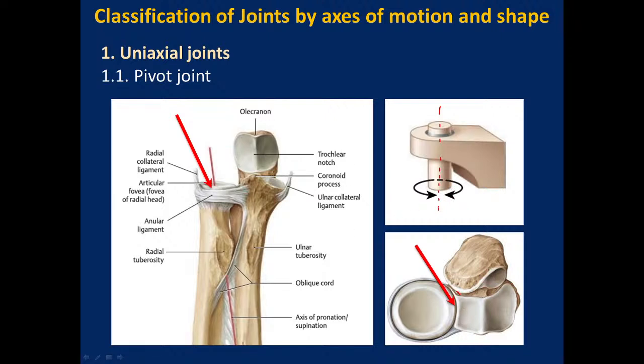These radio-ulnar joints allow the palm to turn anteriorly and posteriorly as the head of the radius pivots around its long axis in the radial notch of the ulna.